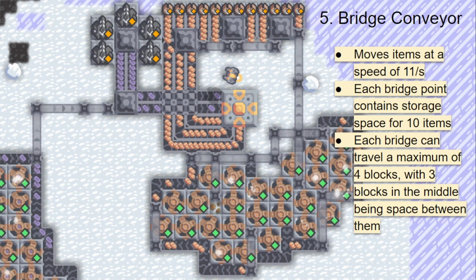Shown here is an example of how bridges can be effectively used. They move items at a rate of 11 per second, which is as fast as the next tier of conveyor without the required titanium to build it. If you are in the campaign without titanium, these can be substituted for their throughput capacity. Each point on the bridge holds 10 items, and can travel a maximum of 4 blocks before needing a connecting point to proceed.